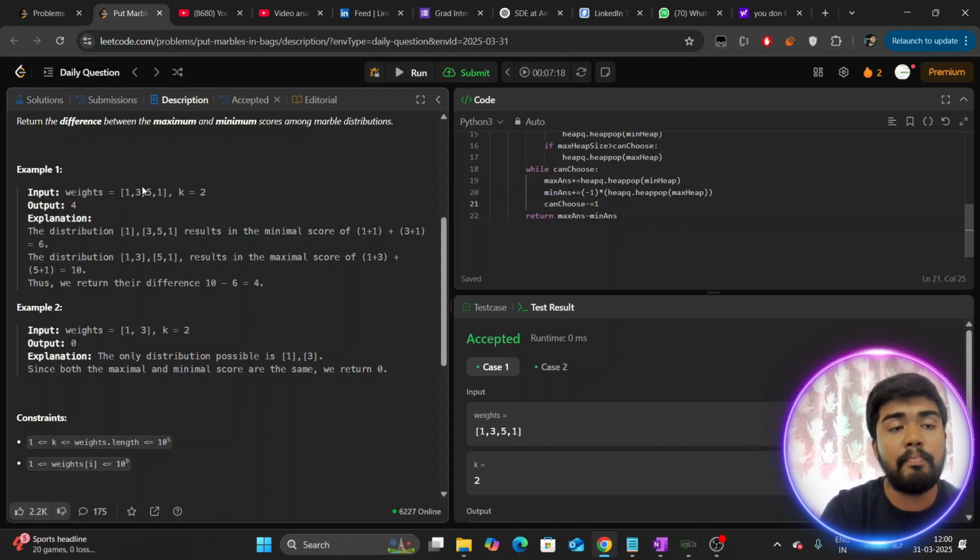And in this way, if you split here, the first bag has 1, 3 and the second bag has 5, 1. The result for the maximum score is: the first bag's contribution is 1 plus 3, the second bag is 5 plus 1, and the total score, first bag plus second bag, is 10.